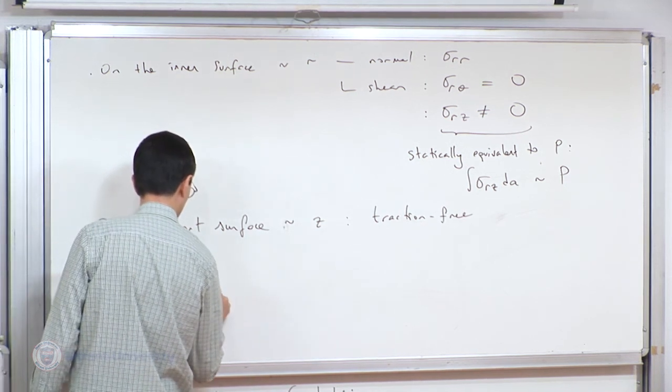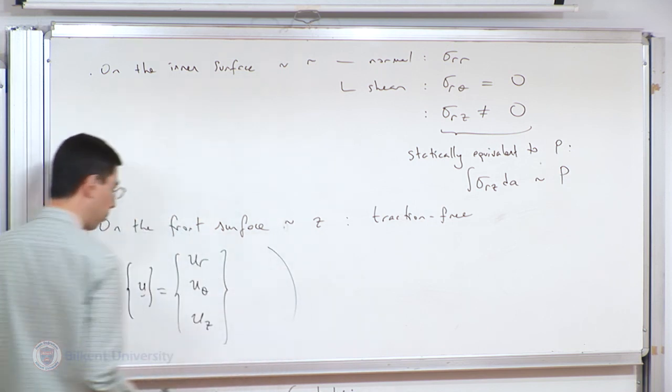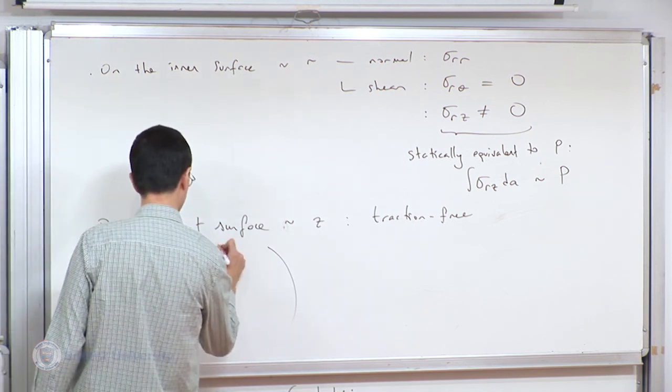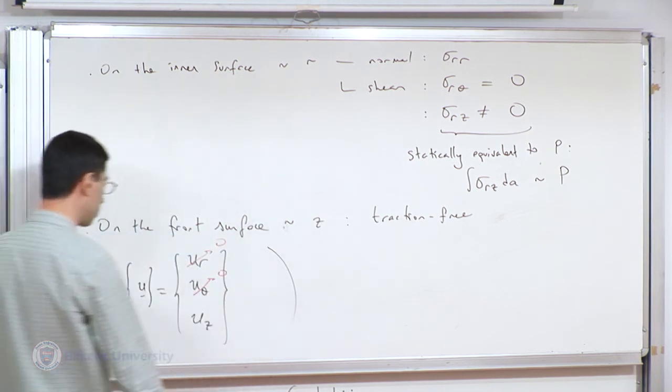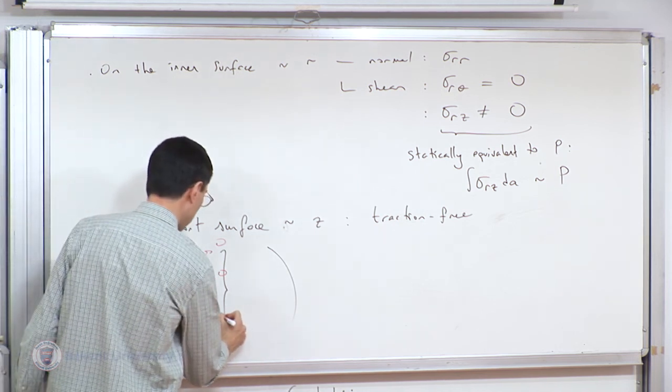So UR, U theta, UZ would be the components of the displacement we would be seeking. And you already said, well, UR is 0. I'm not torquing this. U theta is equal to 0. And so there is only UZ. Okay.